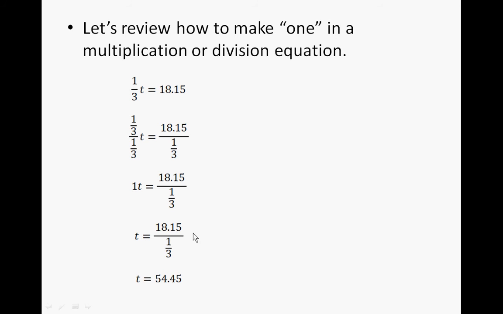And when we do that, we get 54 and 45 hundredths. Notice how the 1 disappeared from this step to this step. All right, how do we know that this is true? Again, substitute 54 and 45 hundredths for t. 1/3 of 54.45 simplifies and becomes 18 and 15 hundredths, which is the same as the right side of our equation.